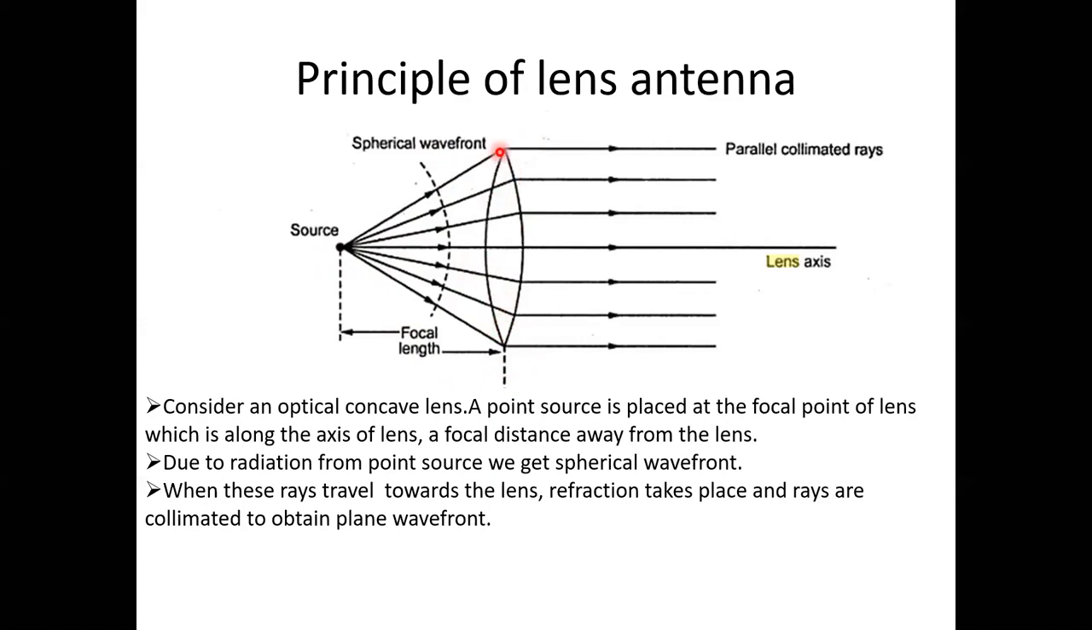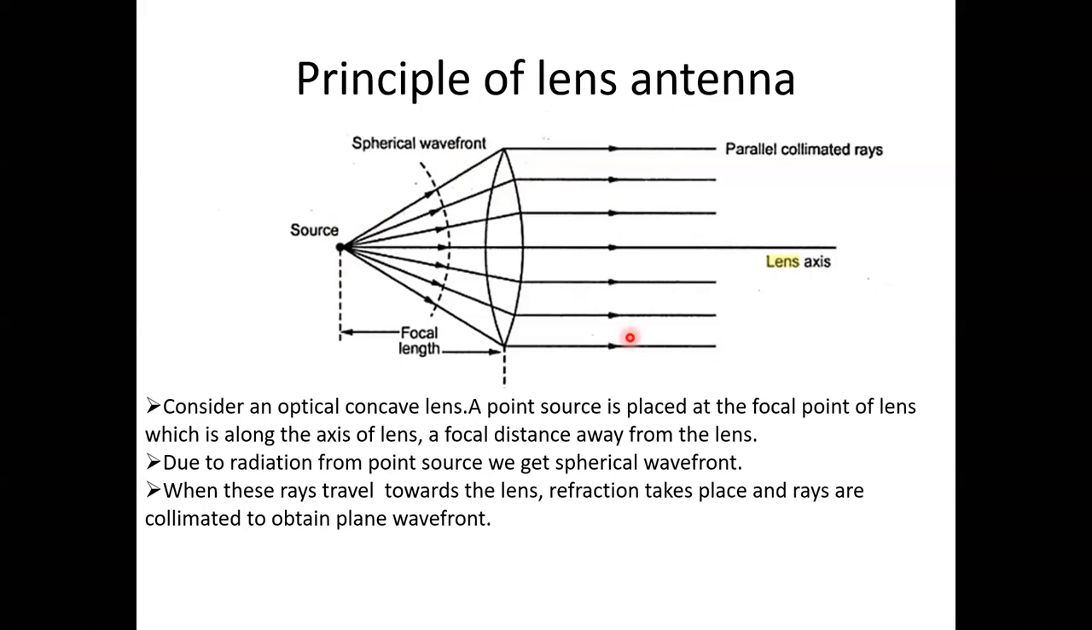So what happens is it will get refracted. Refraction takes place and all these rays falling onto the concave lens will be collimated to obtain a plane wavefront. So this is the basic principle. What is happening is whatever is generated from the source as spherical wavefront is getting converted into a plane wavefront.